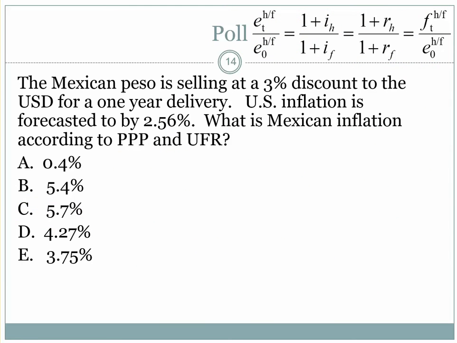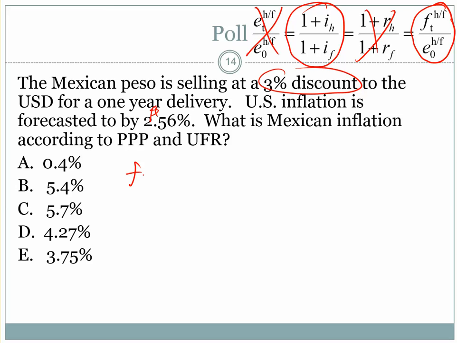One more problem. The peso is at a 3% discount to the dollar for 1-year delivery. U.S. inflation is 2.5%. What is Mexican inflation? So this is saying the Mexican peso is selling at a discount, so it's telling you something about the forward premium. And it's also giving some information about inflation. So I'm going to set these equal to each other. Forward over spot, 1 plus I, over 1 plus I.